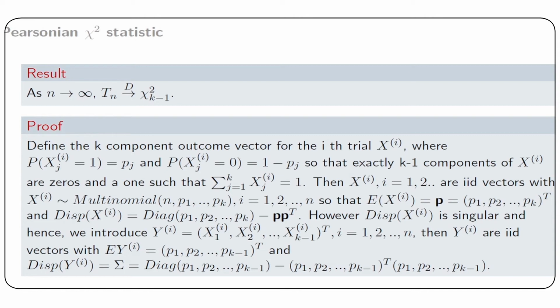However, the dispersion of x upper I is singular because summation pj equals 1, and hence we introduce a new variable y upper I, which is a k minus 1 component vector with components x1 upper I, x2 upper I, up to xk minus 1 upper I. Then y upper I are IID vectors with expected value as a vector with components p1, p2 up to pk minus 1, and the dispersion matrix of y upper I is denoted by sigma, which comes out as a diagonal matrix with diagonal elements p1, p2 up to pk minus 1 minus the product of two vectors, each with elements p1, p2, pk minus 1.